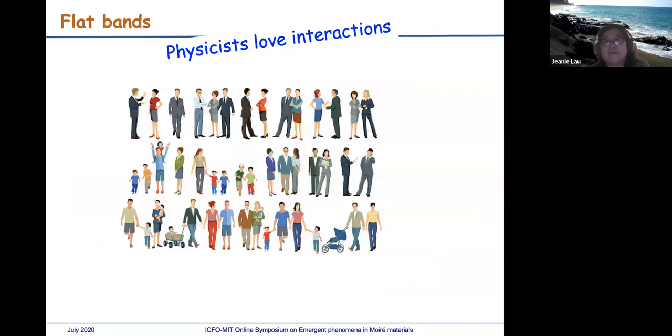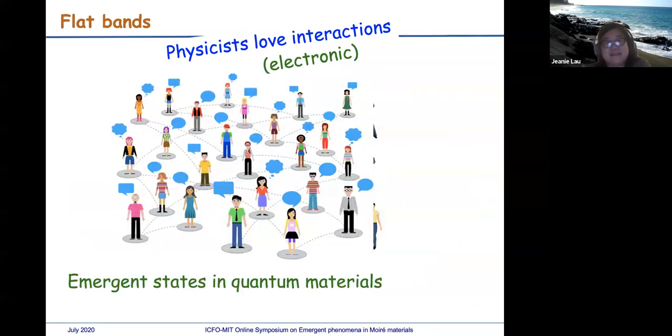Okay, so what about flat bands? What are flat bands? Physicists love interactions, which may or may not be the personal kind, but at least definitely the electronic kind. Interactions give us many emergent states, for example, superconductors, quantum anomalous Hall, charge density waves, ferromagnetism, etc.